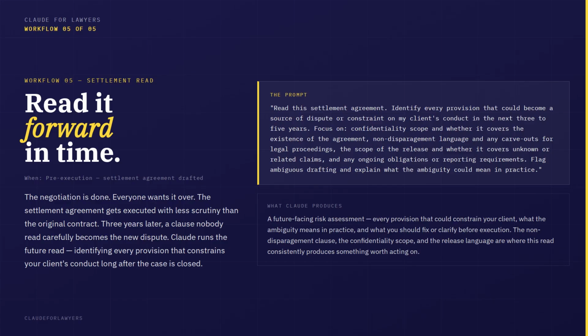What Claude produces is a future-facing risk assessment. Every provision that could constrain your client, what the ambiguity means in practice, and what you should fix or clarify before execution. Your client signs once. They live with it for years. This read takes Claude about 30 seconds. The dispute it prevents takes considerably longer.